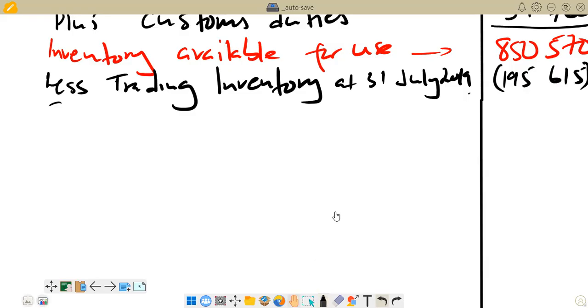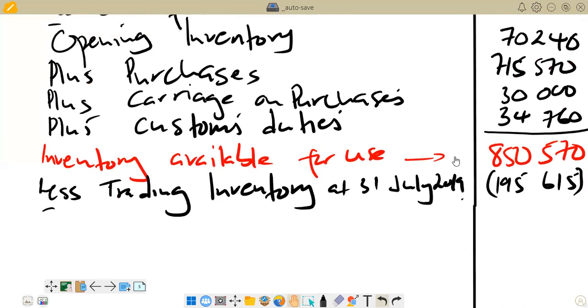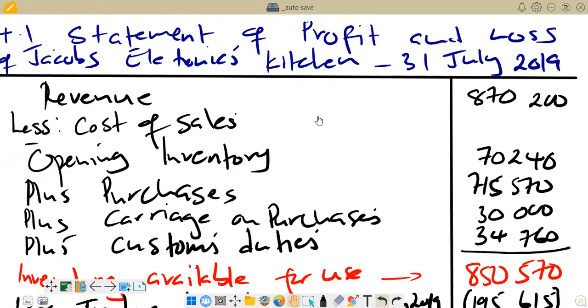So let's calculate that. 850,570 minus 195,615. If you calculate correctly, the answer for cost of sales will be 654,955. So it comes in line with our description of cost of sales here, and we put our answer here now.